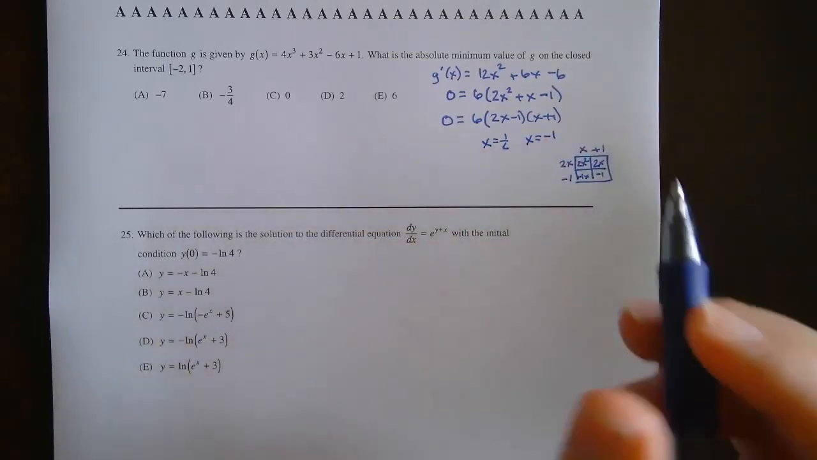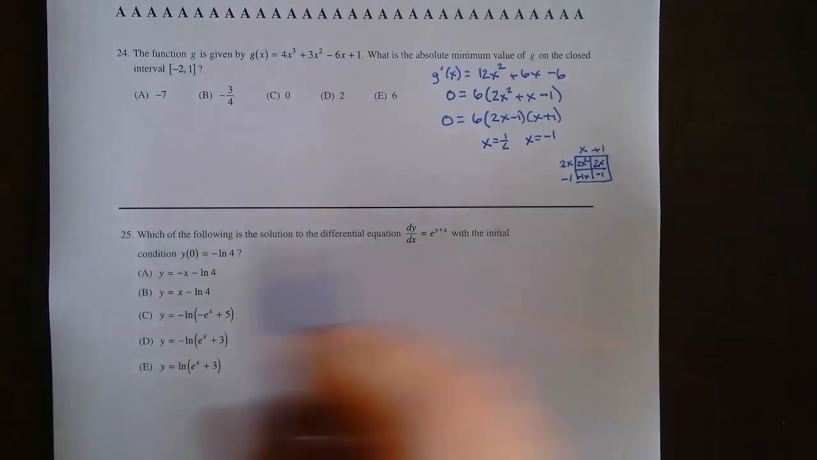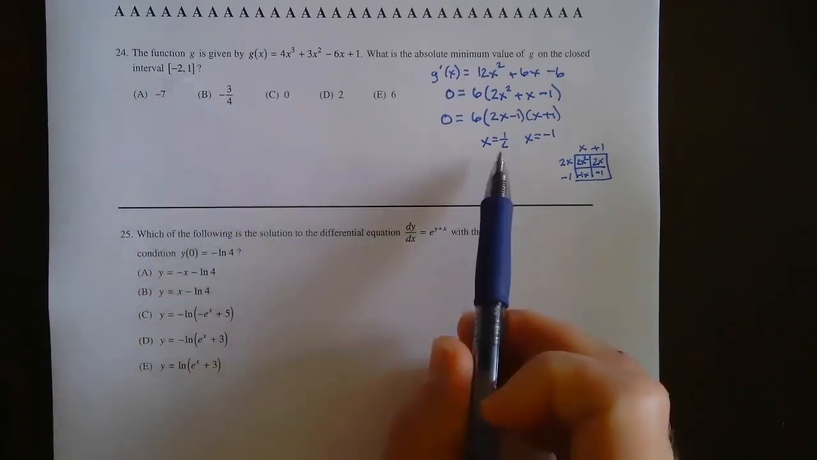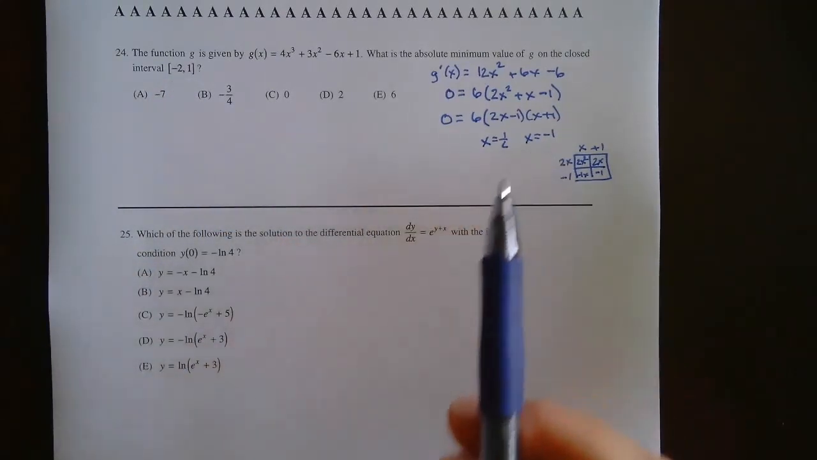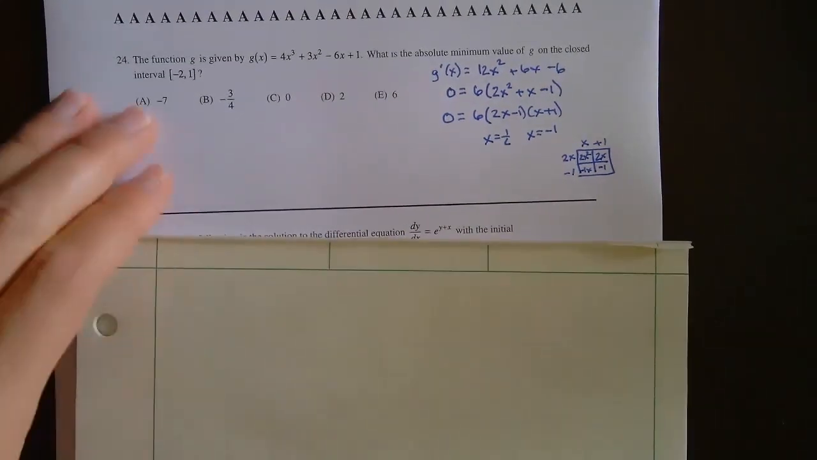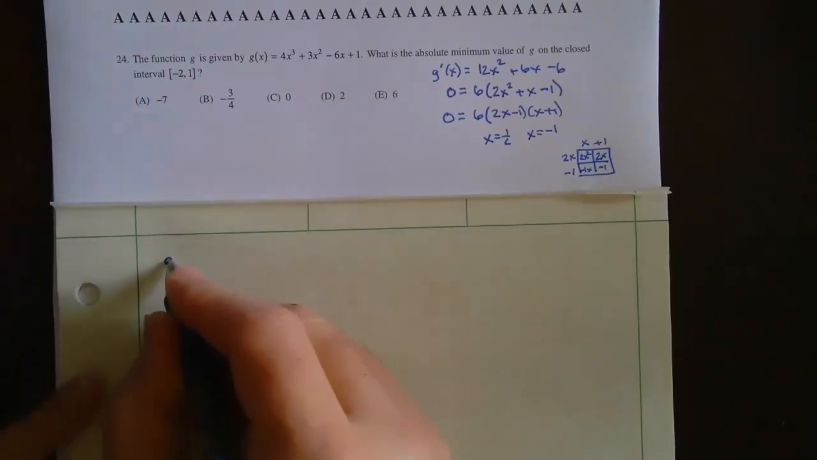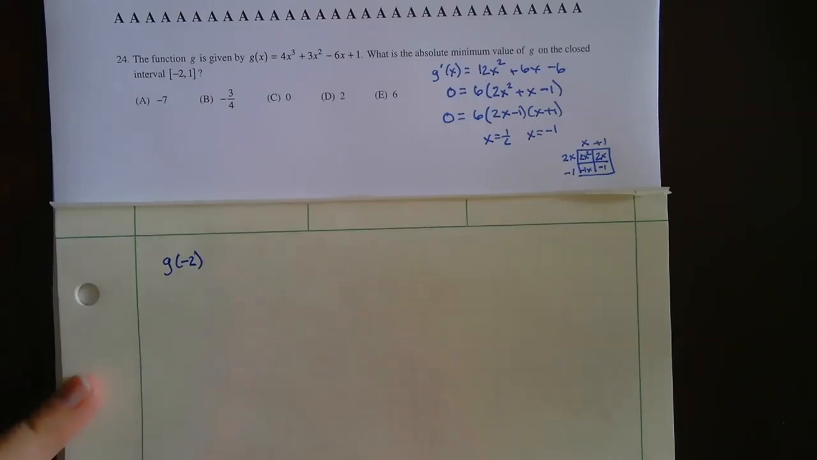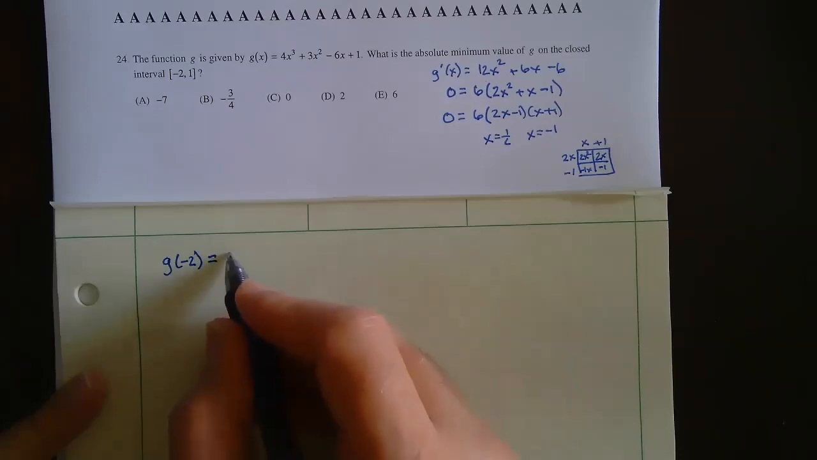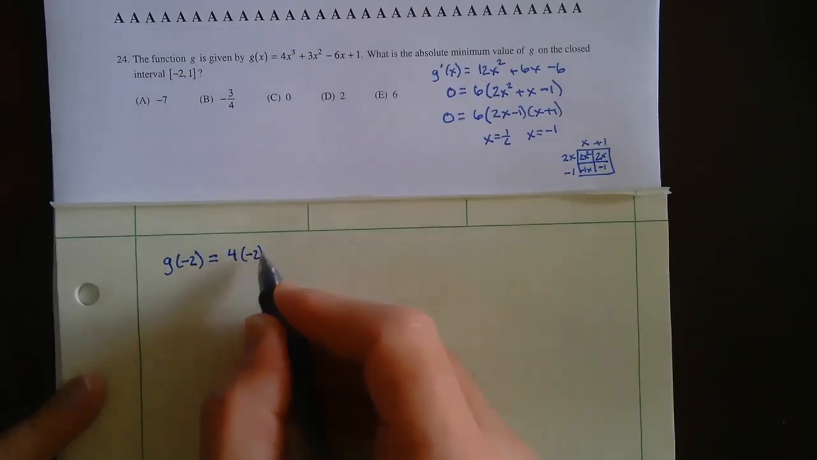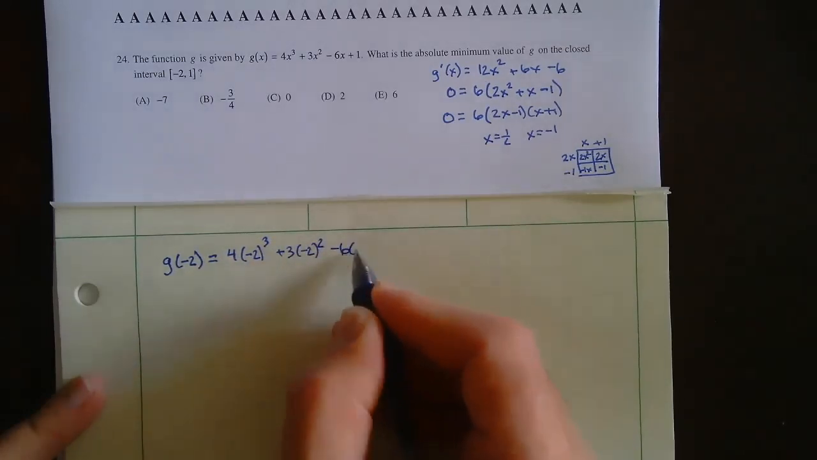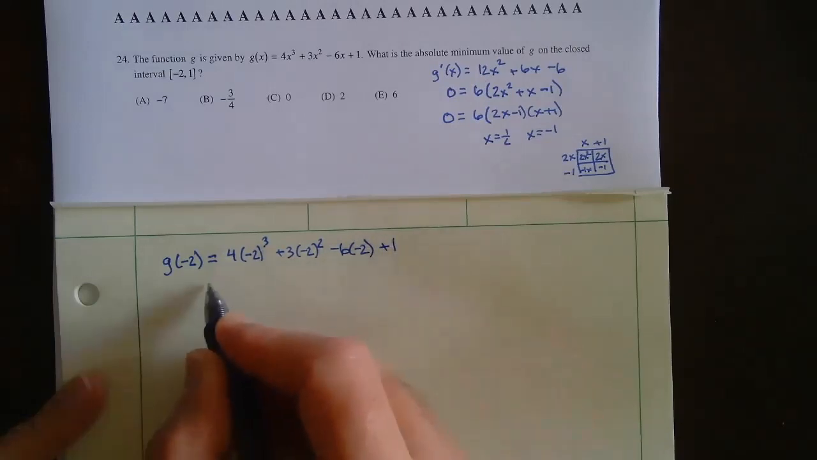Now what we have to do is find g of negative 2 and g of 1, because those are my endpoints, and then g of 1/2 and g of negative 1. I'm going to do that on a separate piece of paper, and I'm going to go in order. So g of negative 2, because that's the left endpoint, is equivalent to 4 times negative 2 cubed plus 3 times negative 2 squared minus 6 times negative 2, and then plus 1.